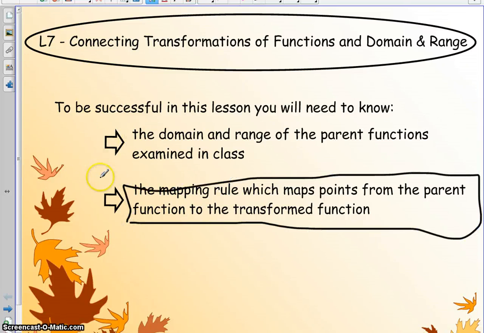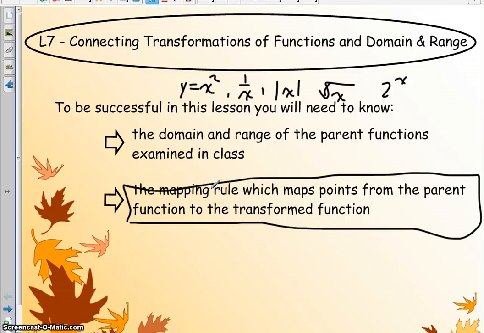And all those parent functions we started at the very start of the year, where I had you do some graphs and tables of values. There was a lot of them, like we had y equals x squared, y equals 1 over x, absolute value of x, root x, 2 to the x, and so on and so forth. There's a whole lot of them.